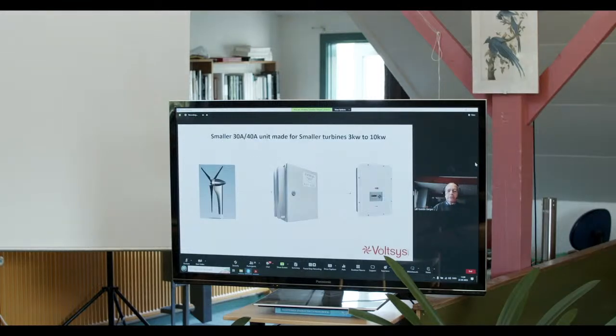We also produced a smaller unit, which includes a rectifier for the 3 kilowatt to 10 kilowatt size of turbines, working with the new FIMER model of inverter, the Uno DM for the single phase and Trio for 3-phase.